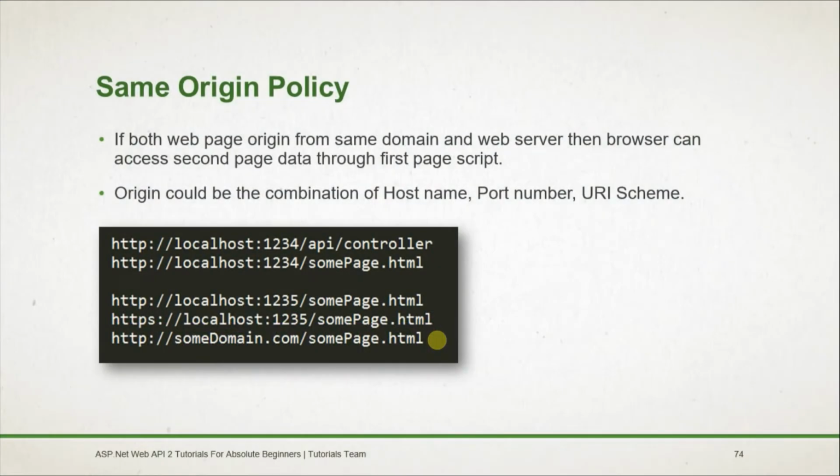Let's first understand what the same origin policy is. All of the browsers follow the same origin policy. If both web pages originate from the same domain and web server, then the browser can access the second page's data through the first page. Origin could be a combination of the hostname, port number, and URI scheme. In the below example, the first two URLs have the same origin, whereas the last three URLs have a different origin from the first one.